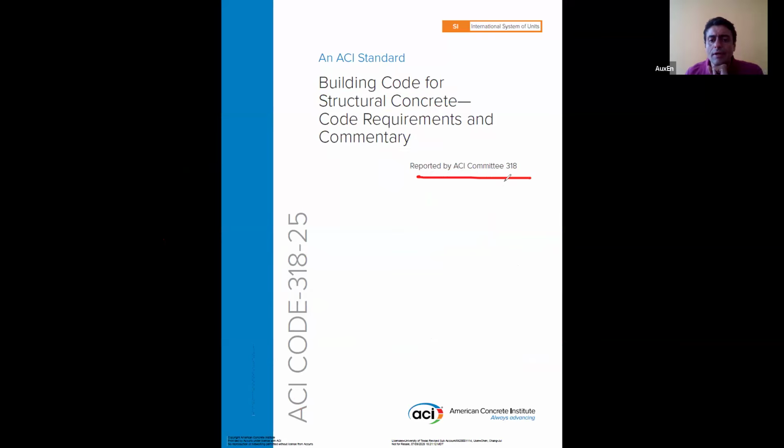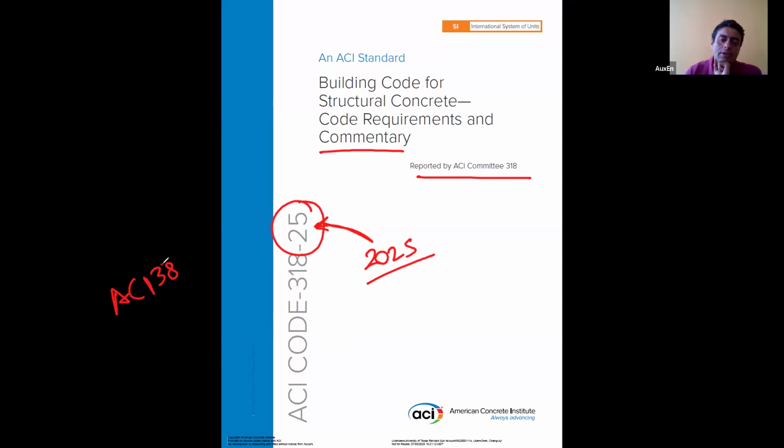The good thing is that the ACI codes or the ACI standards always come with the commentary. So commentary and code are published together. So this is the ACI 318. This 25 refers to the year in which it was revised, or the current version, let's say. So 25 will indicate that this was revised in the year 2025. Before 2025, the version that was there of 318 was the 19 version. Okay.